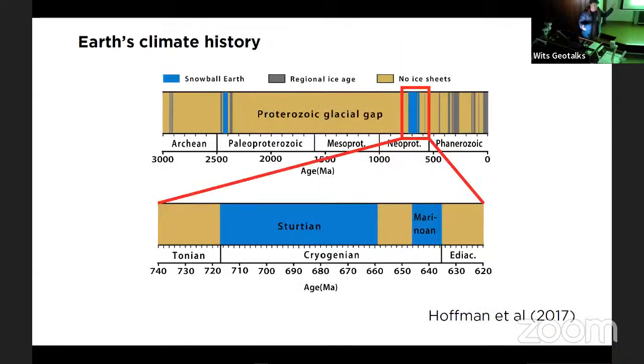So that's a test that we did, right? We were focused on the Neoproterozoic Snowball Earth. That started at about 720 million years ago, and we refer to it as the Sturtian Snowball Earth. Then there's a brief interglacial, and then you go back into snowball conditions in what people call the Marinoan Snowball Earth. But we're going to focus on the beginning of the Sturtian.